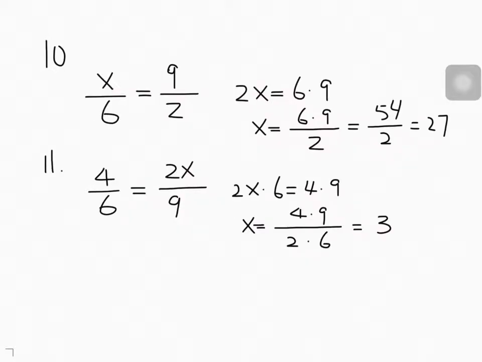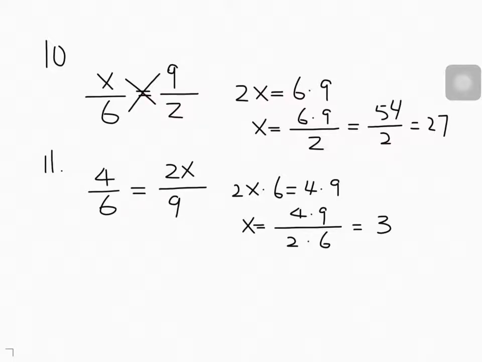Question number 10. Proportional reasoning. X over 6 equals 9 over 2. So I'm using cross multiplication. Multiply numbers across the equal sign. I have 2x equals 6 times 9. So I divide both sides by 2. X equals 6 times 9 divided by 2, which is 54 divided by 2. We have x equal to 27.